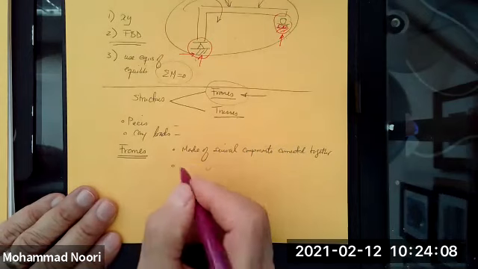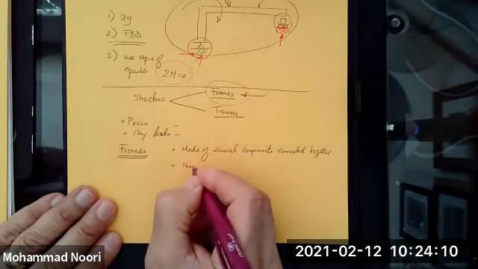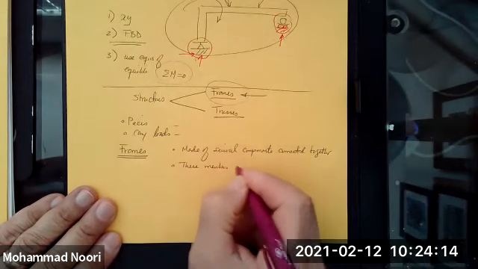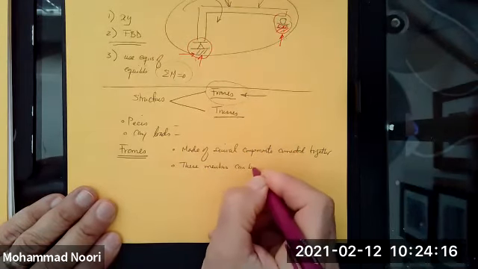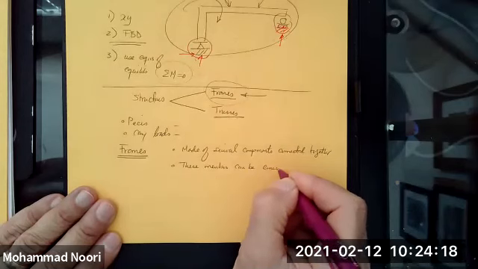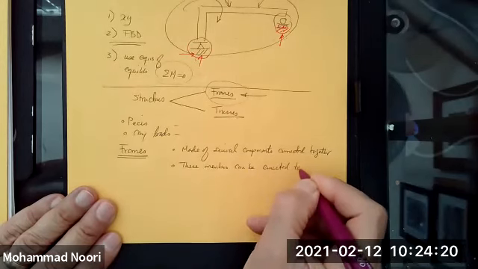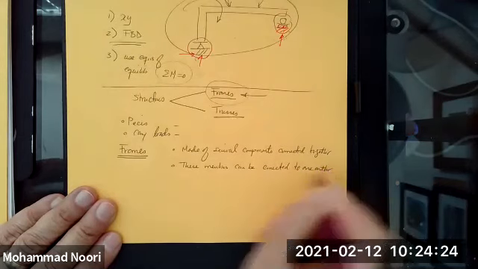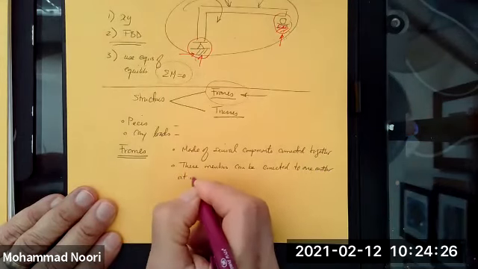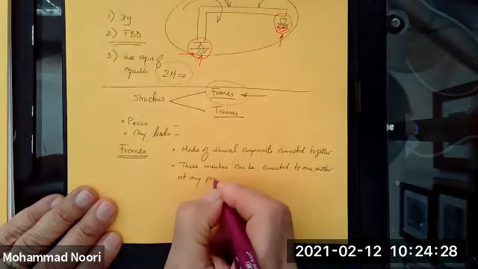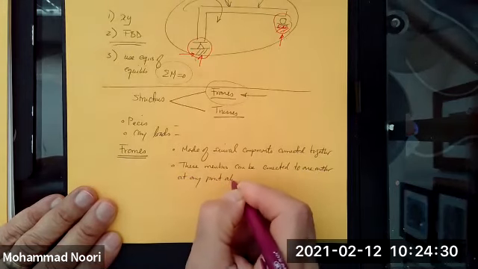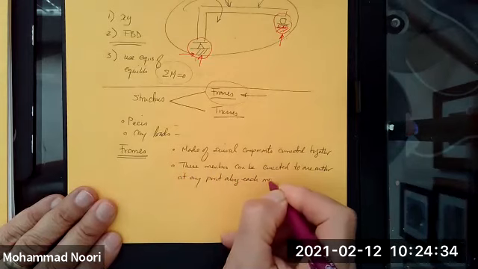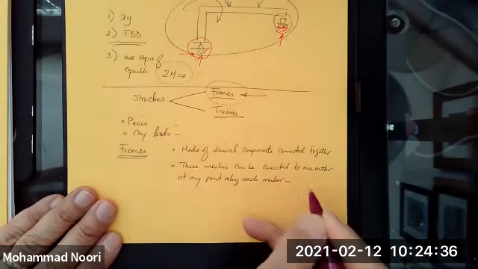Now, these members can be connected to one another at any point along each member. Why is this important?